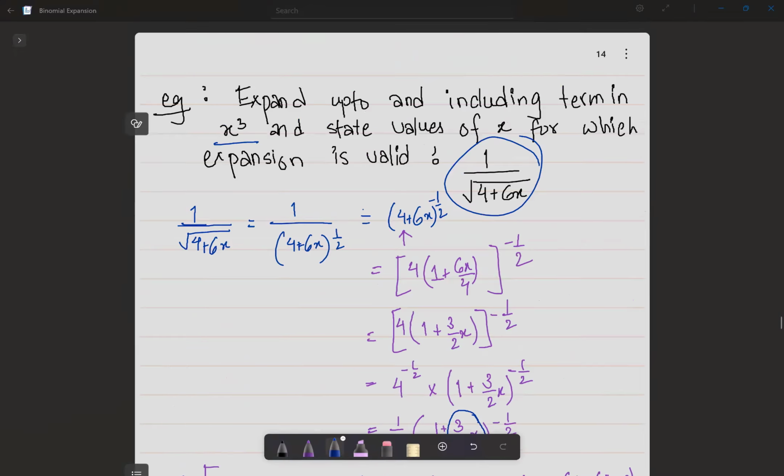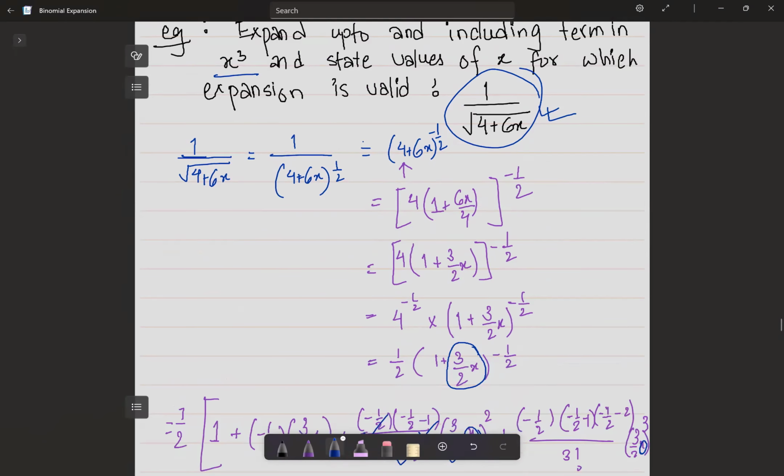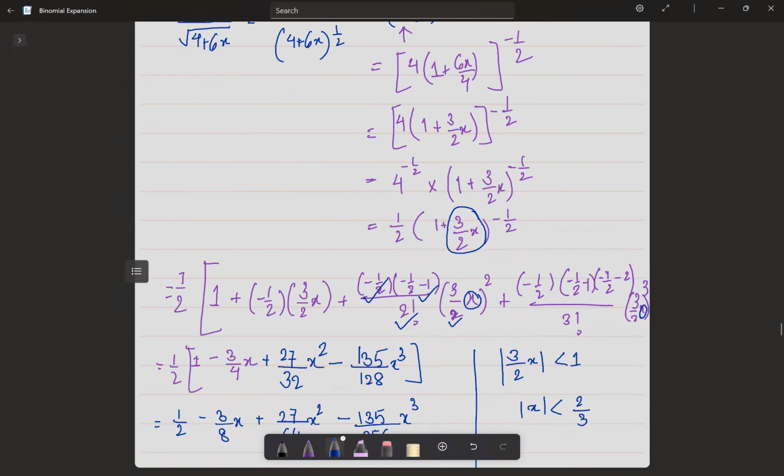In the main question, we had to state the value of x for which this expansion was valid. And when we attempted to expand this, we saw that the part where the binomial expansion is to be applied is this part. So if this part is valid, then the whole expansion is valid because you're just multiplying half to it. In order for the whole part to be valid, the second part of the expansion has to be in between minus 1 to 1. So we did the same thing in here. We took |3/2 x| to be less than 1.